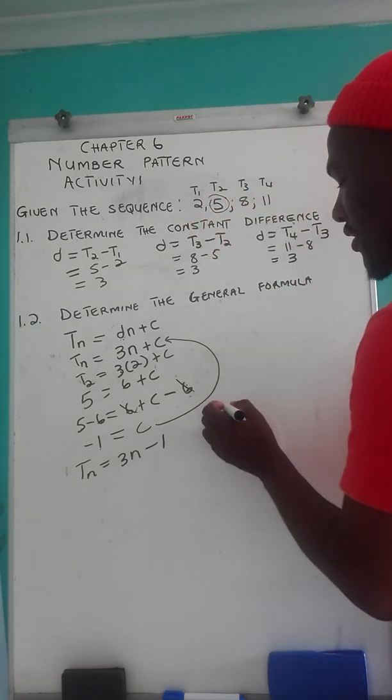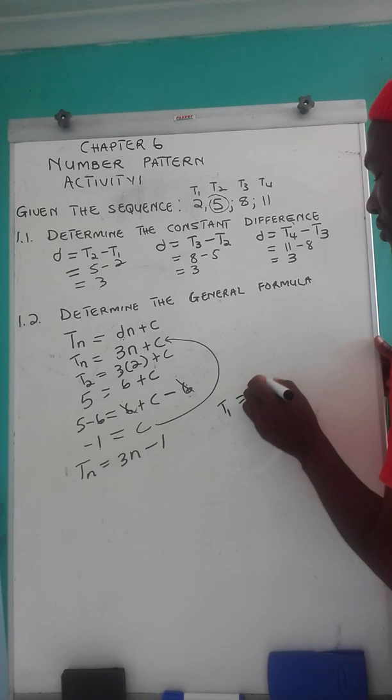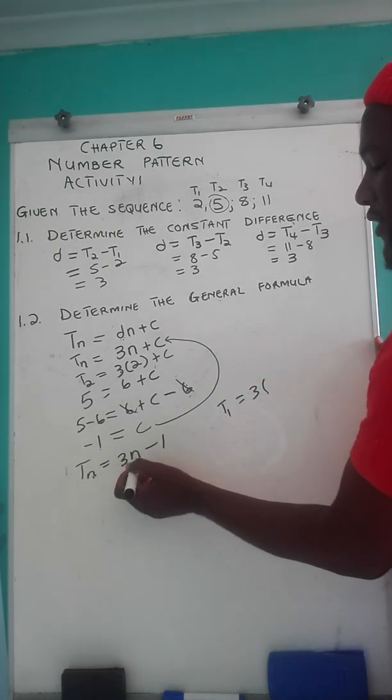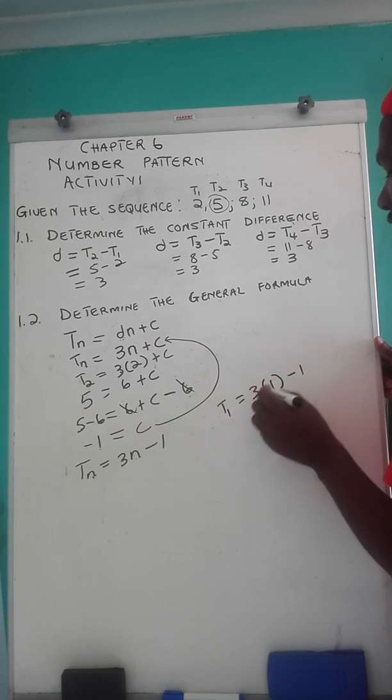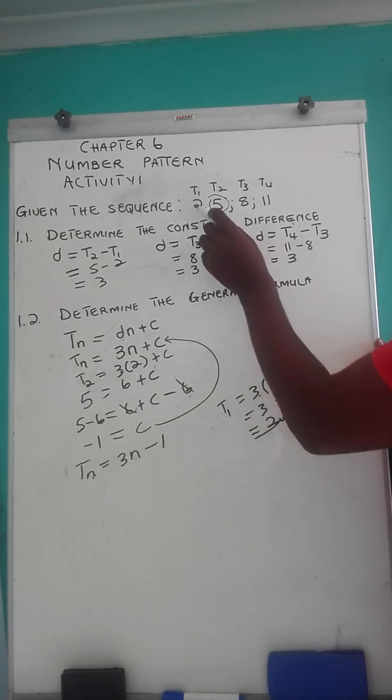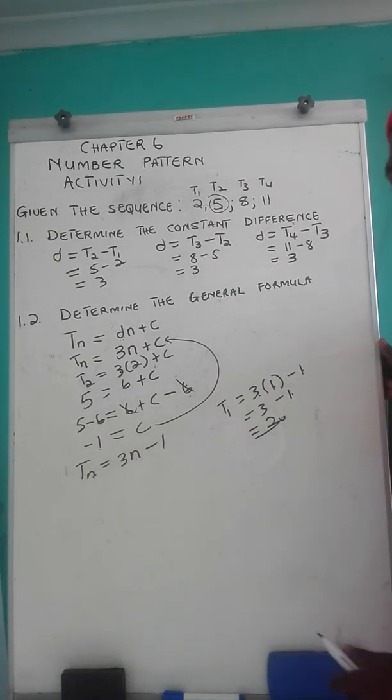Let's test it. Term 1 is equal to 3 times 1 minus 1, where you see n, you substitute 1. 3 times 1 is 3, minus 1, it's 2. So there is term 1, it's 2. That means this formula is correct.